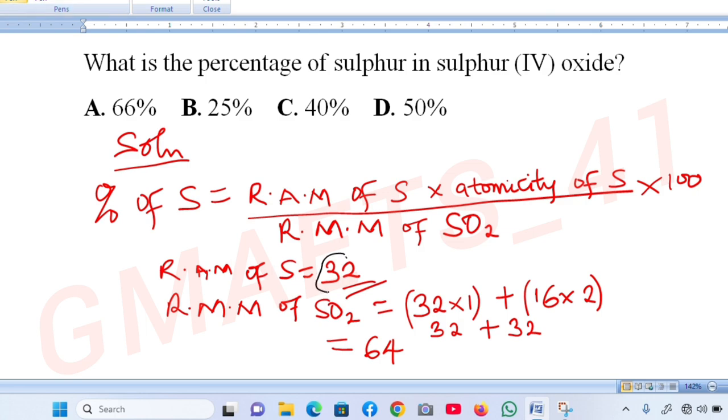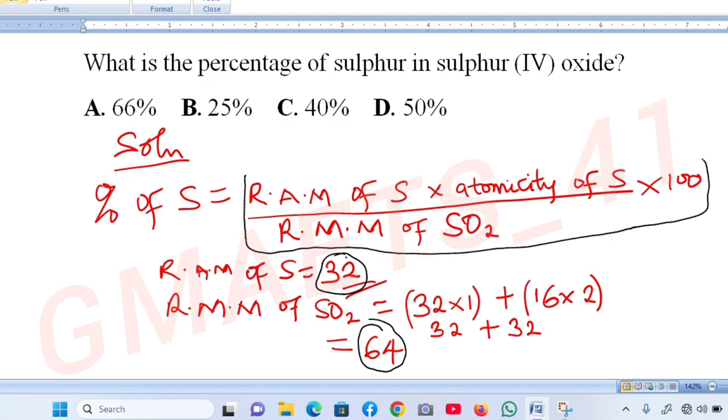Look at the relative atomic mass of sulfur, 32. And this is the relative molecular mass of sulfur 4 oxide. The relative molecular mass is 64. So all we now have to do is to substitute these values into this formula. Are you following, right? Let's do the substitution and see.